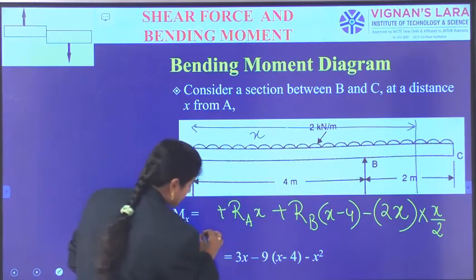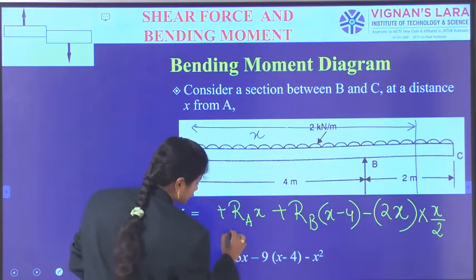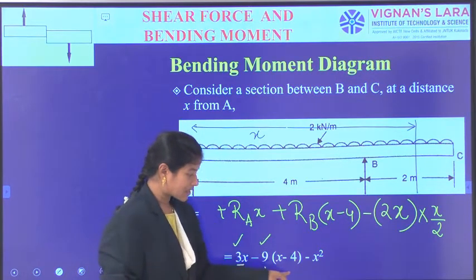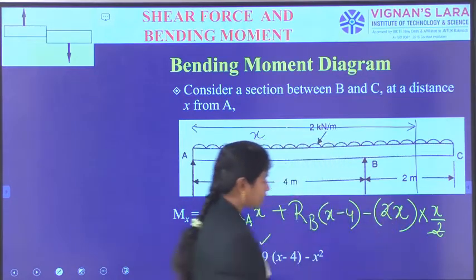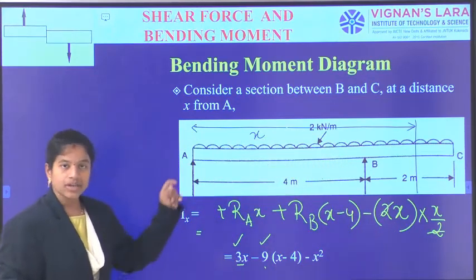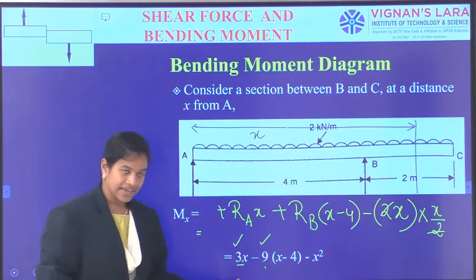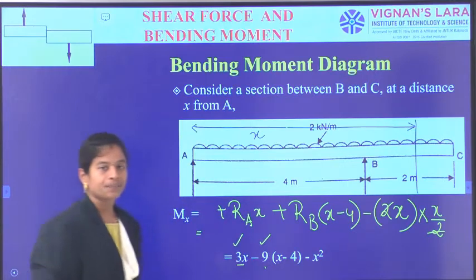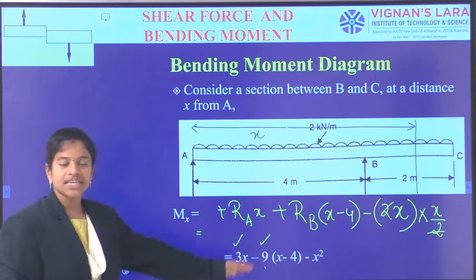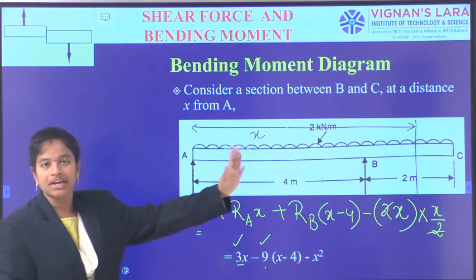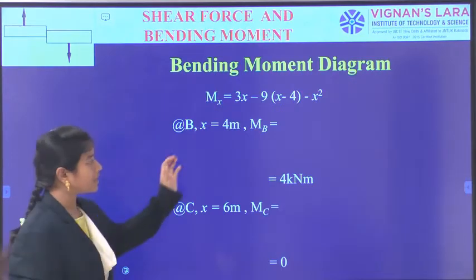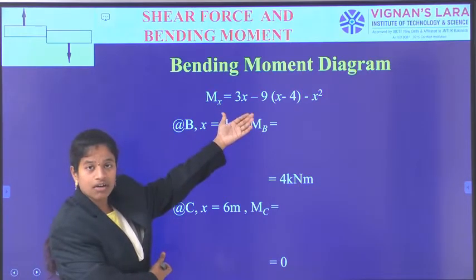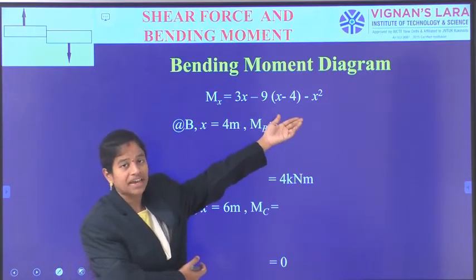Okay. So RA is 3, RB is 9, so 3 into x plus 9 into x minus 4, and after the cancellation we have got minus x square. So the Mx equation for the bases span is 3x plus 9 into x minus 4 minus x square. Now, as we have got this Mx equation, again we need to calculate the bending moment at B and the bending moment at C. So for the calculation of bending moment at B and C, simply for reference I have indicated the same Mx equation: 3x plus 9 into x minus 4 minus x square.